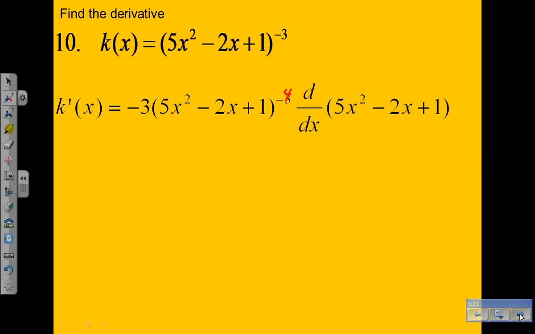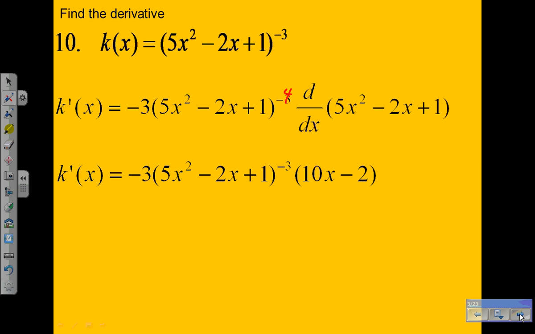Why are you taking a derivative of that? Because I haven't taken the derivative of this inside yet. Because that's the inside of the parentheses. So that's going to give me the 10x minus 2 when I'm done. Okay? This first part right here is like the dy/du, and this one's like the du/dx.